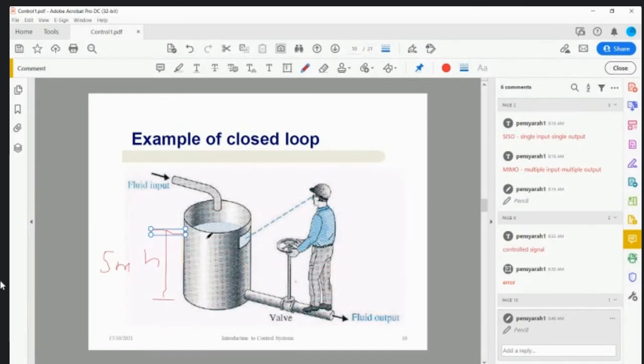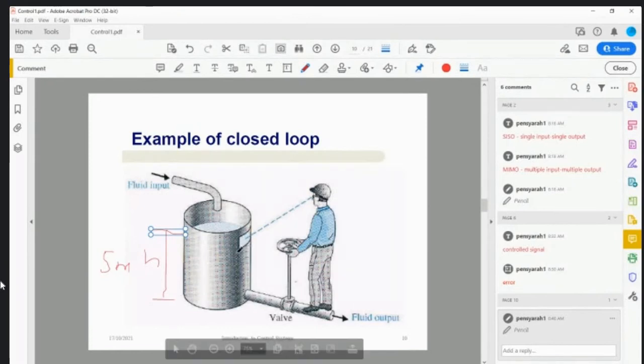So the fluid input will keep flowing in. All right, so the job of the man here is to control the opening of the output valve. Right? Yes, that is correct, Ikhwan. Faiz Yaakob, yes. So the job of the man here is to control the flow of the output fluid so that it will be able to maintain 5 meter.